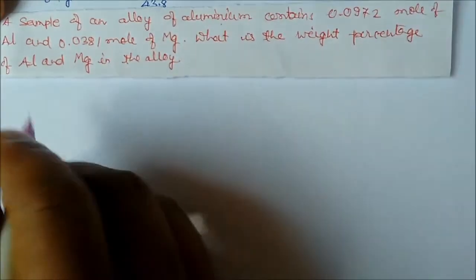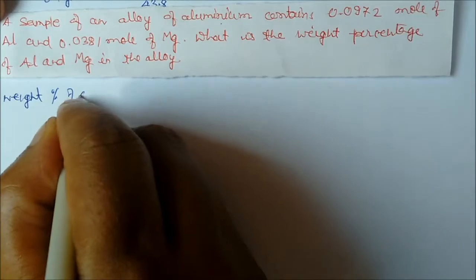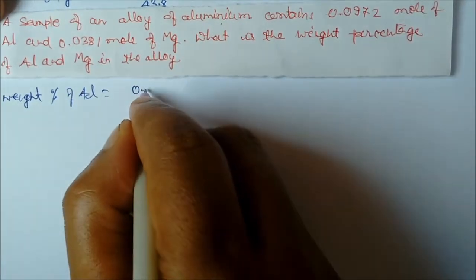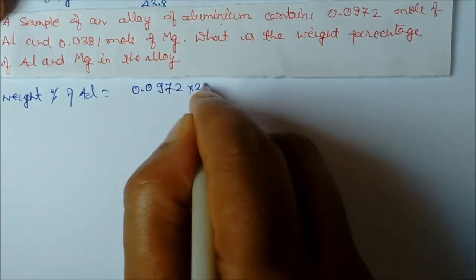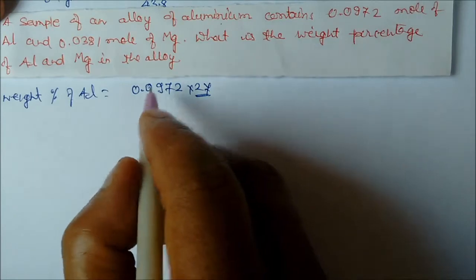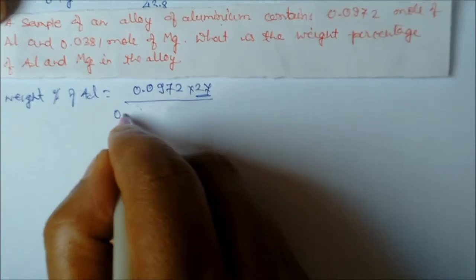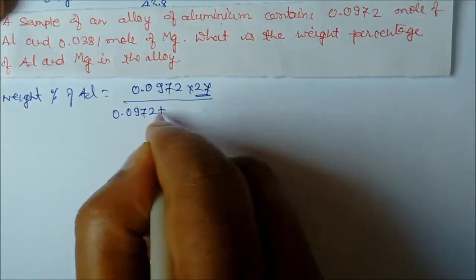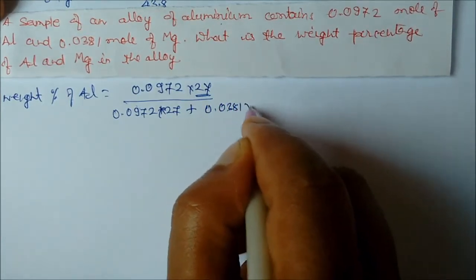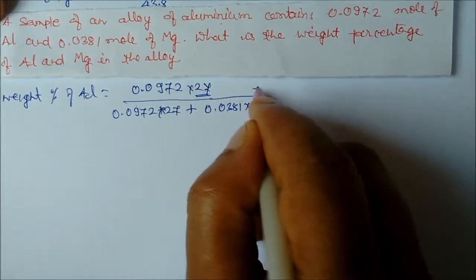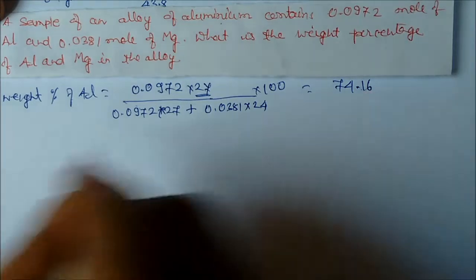So again, weight percent of aluminium is how much? The moles into molar mass. Moles is 0.72 into 27. So 27 is the molar mass of aluminium. And total weight of the alloy. So total weight means 0.72 into 27 plus 0.038 multiplied by 24, and into 100 because we are asking in 100. So on solving you will get 74.16.